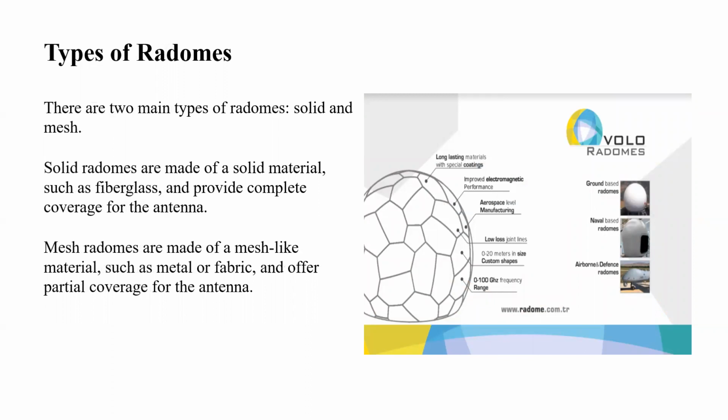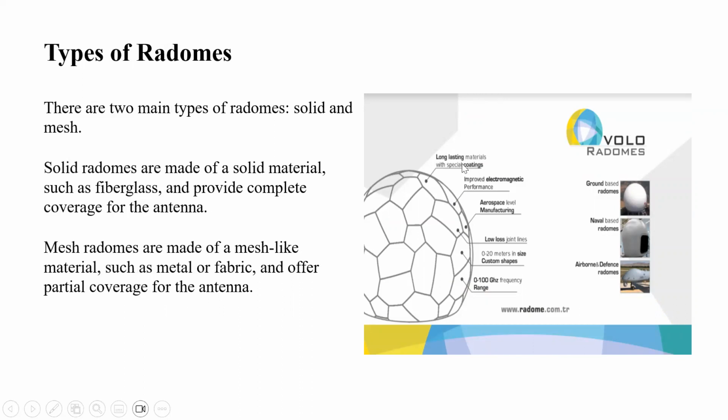So now let's know what the types of radomes are. How many types of radomes are there? There are mainly two types of radomes, that is solid and mesh type. Solid radomes are made up of solid material such as fiberglass and provide complete coverage for the antenna, and mesh radomes are made of a mesh-like material such as metal or fabric and offer partial coverage for the antennas.